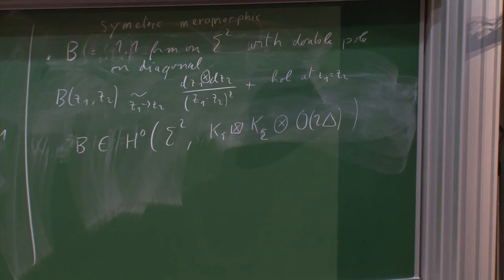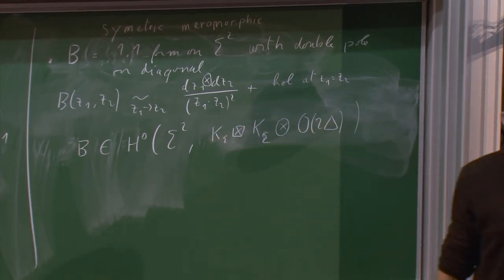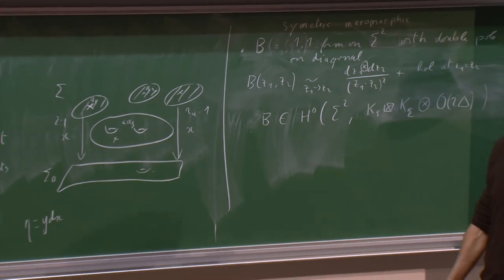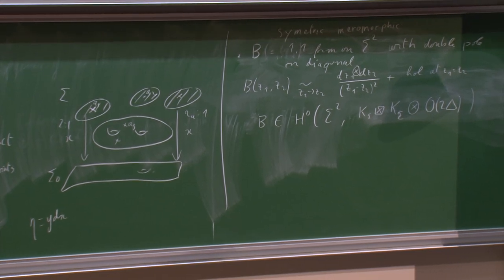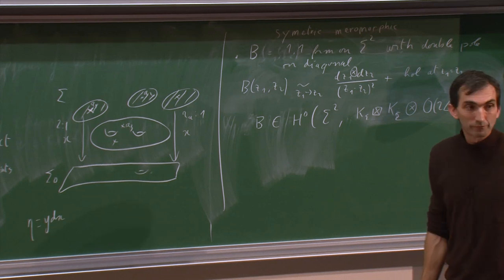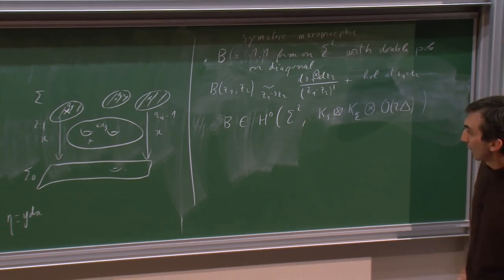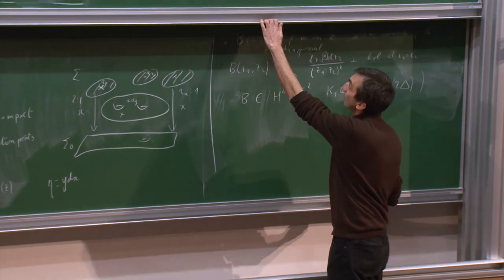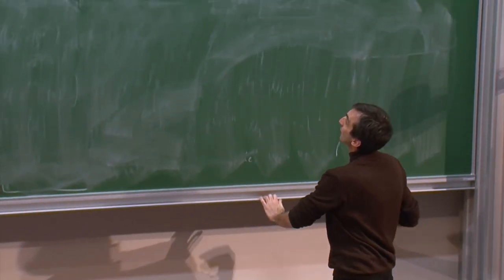So there is not a unique choice of such a B. But when you have a compact Riemann surface, there is a more or less canonical choice of such a B, which is built from the heat kernel on the Riemann surface, so from the Green function. I don't want to talk about the details, but that's all the ingredients you need to define the topological recursion.